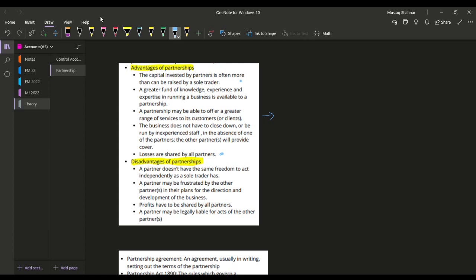Now, coming to the disadvantages, a partner does not have the same freedom to act independently as a sole trader has. So definitely, when you're in a partnership, you have to consult with other partners before taking any decisions regarding the business activities. And you cannot impose your choices and your opinions in the business as you could if you were running the business as a sole trader. So this is a limitation for a partnership business.